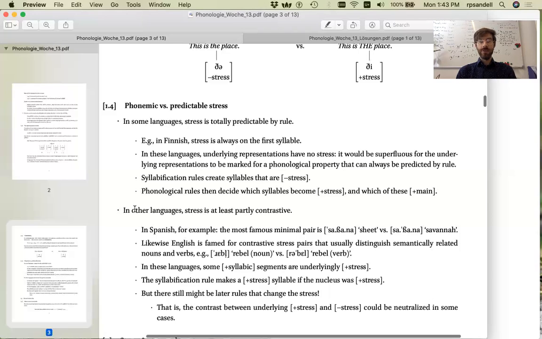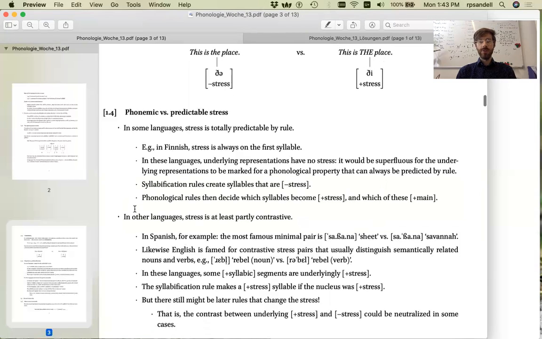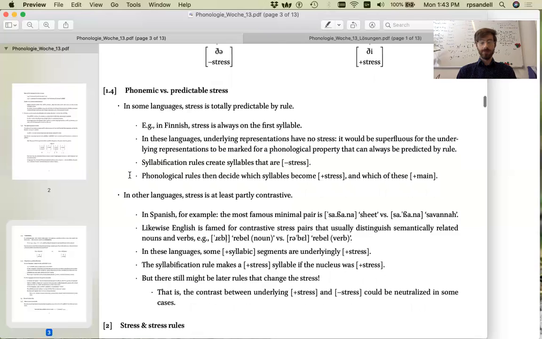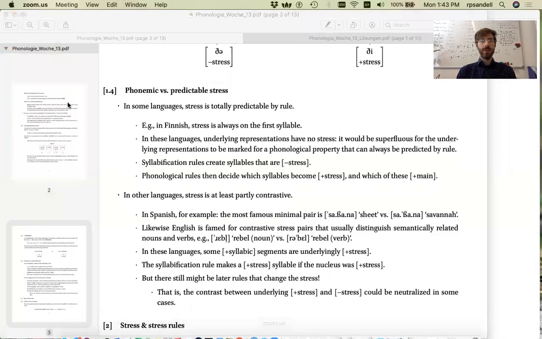All right, this is a good place to pause now that we've introduced the basic concepts of stress. And when we continue, we will talk about how to formulate rules for the assignment of stress.